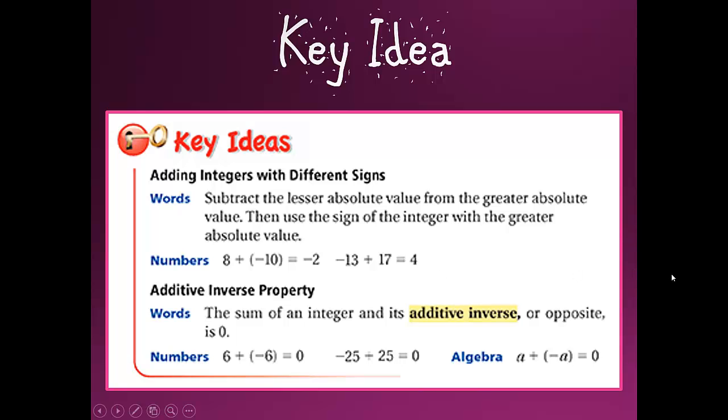Now for the additive inverse property. The sum of an integer and its additive inverse, or opposite, is 0. So 6 plus negative 6 would equal 0. And negative 25 plus 25 would equal 0. Or we could also say that a plus negative a would equal 0.